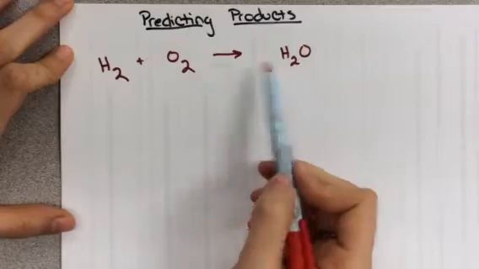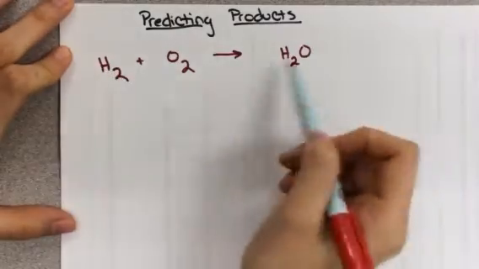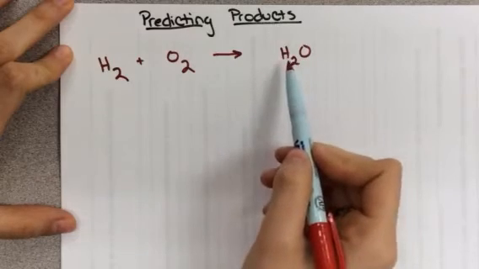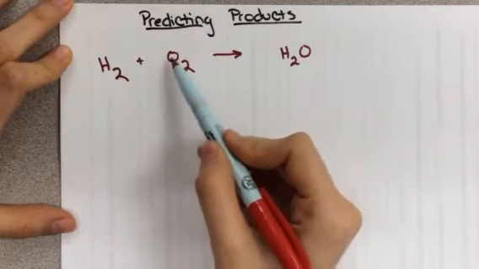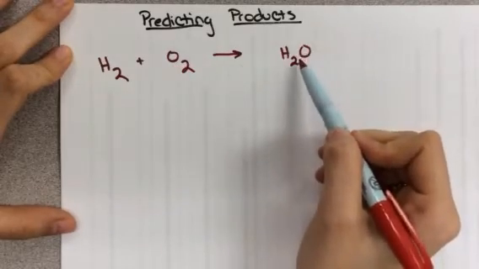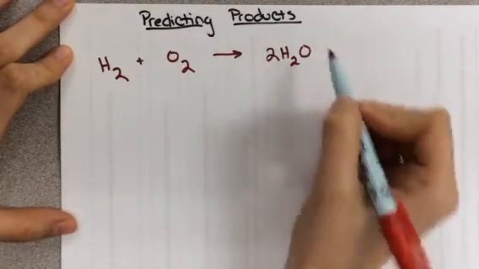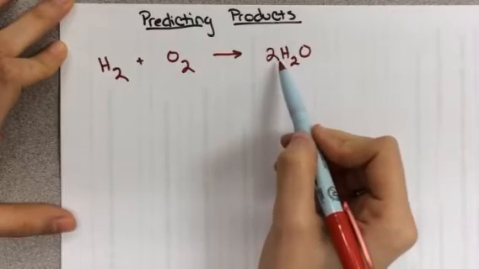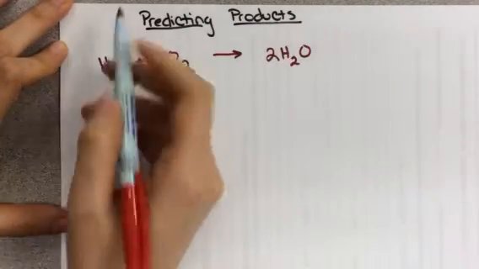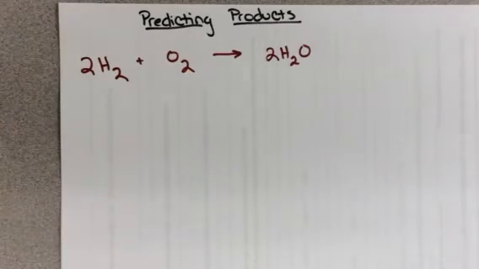Now notice that once we have the equation written out, we've predicted the product, it's not balanced. So you can't go from O2 that contains 2 oxygens to only 1. So keep in mind that you have to then balance the equation. We put a 2 in front of the water, but now we have 4 hydrogens, so we need to put a 2 in front of the hydrogen gas as well.